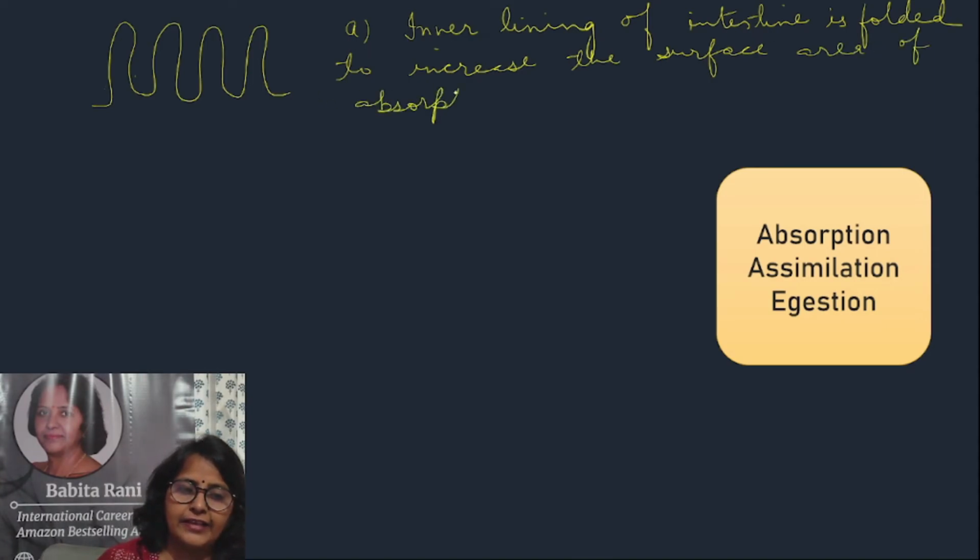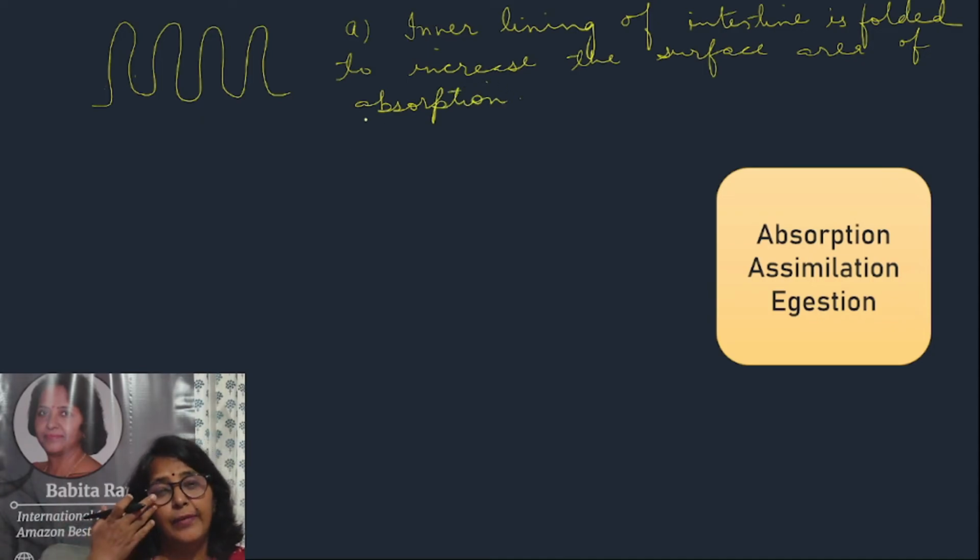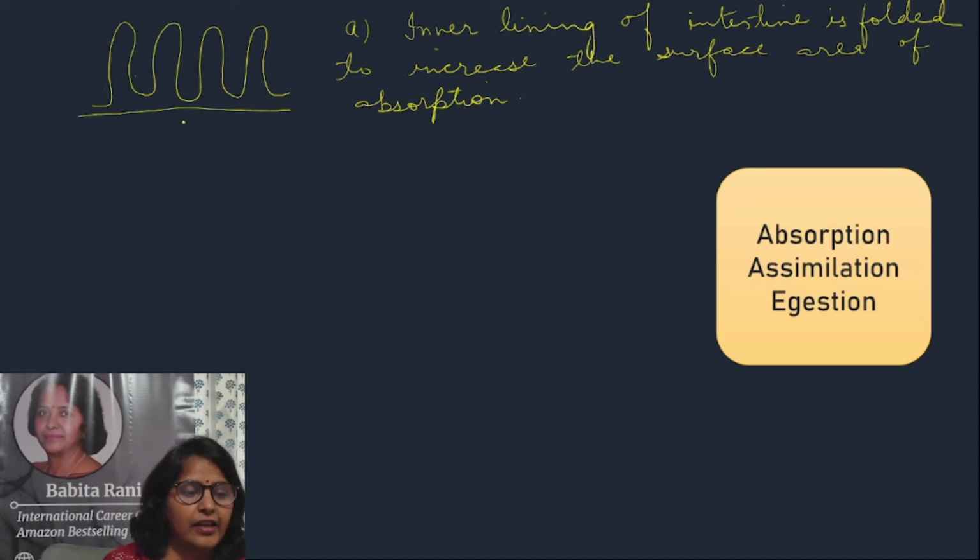Absorption can be active, as in the case of glucose. It can be by simple diffusion, as in the case of glycerol. It can be facilitated also. So we have all the different types of absorption in the small intestine. This is another layer of the small intestine. So the innermost layer is folded.